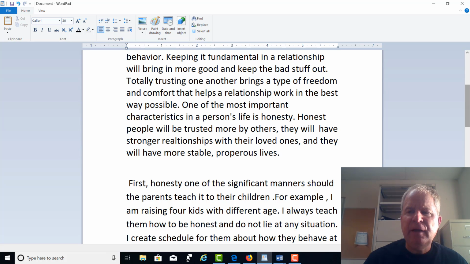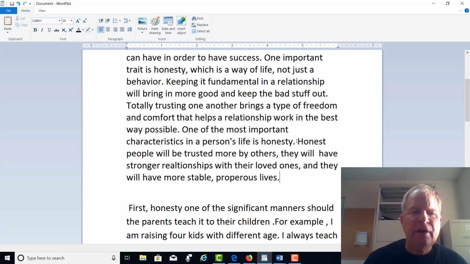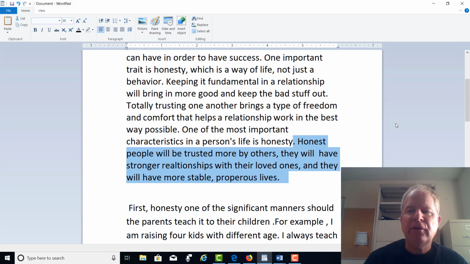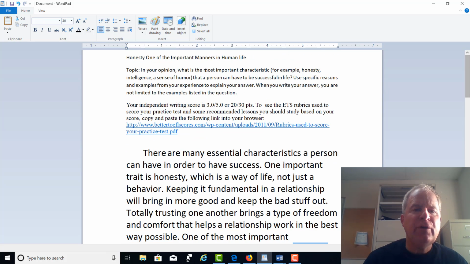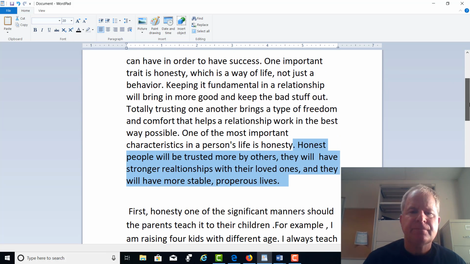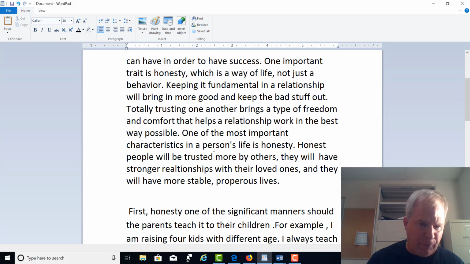So here's, I made even more changes. And the key here is I had to change the thesis so that it more directly addresses this writing task. What's the most important characteristic that a person can have to be successful? So honest people will be trusted more by others. They will have stronger relationships with their loved ones, and they will have more stable, prosperous lives.